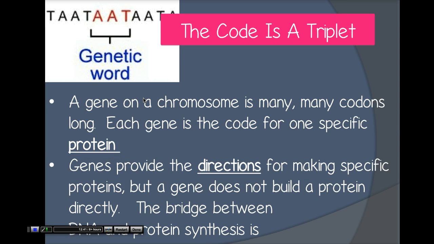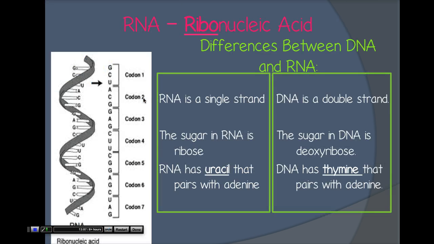Genes provide the directions for making the specific proteins, but a gene doesn't actually build a protein by itself. The bridge between the DNA of protein synthesis and actually creating that protein is, and I know the screen just cut it off and I'm sorry, but you need to write in your notes, the bridge between that is RNA. All right, so let's talk for a few minutes about RNA.